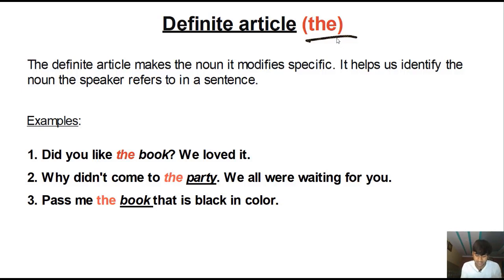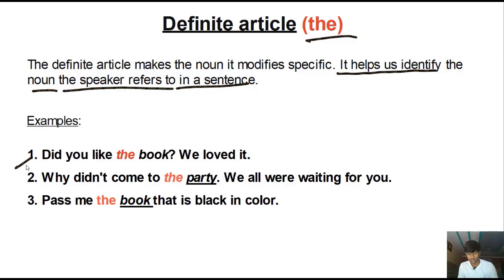So understand this: the definite article the is used to make a noun specific. It helps us identify the noun the speaker refers to in a sentence. This is very, very important to understand. All right, let's have some examples. Did you like the book? We loved it.